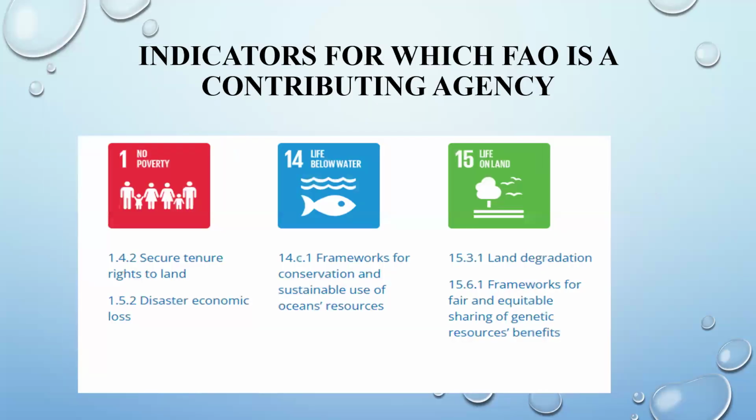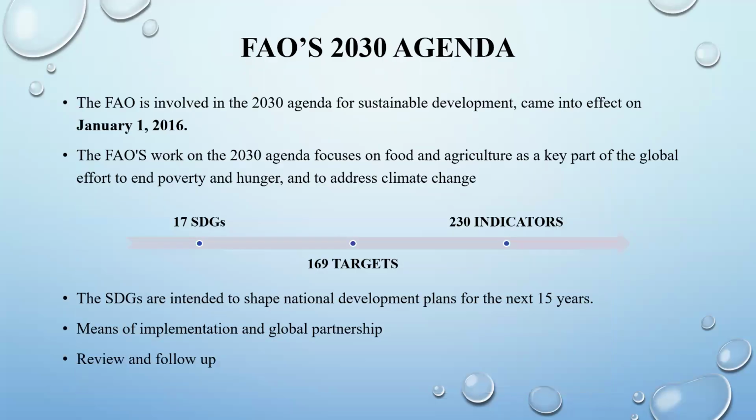So the indicators for which FAO is a contributing agency are in SDG 1, no poverty, which covers secure tenure rights to land and disaster economic loss; life below water, framework for conservation and sustainable use of ocean resources; and SDG 15, whose further two indicators are land degradation and framework for fair and equitable sharing of genetic resource benefits. So what is FAO's 2030 agenda?